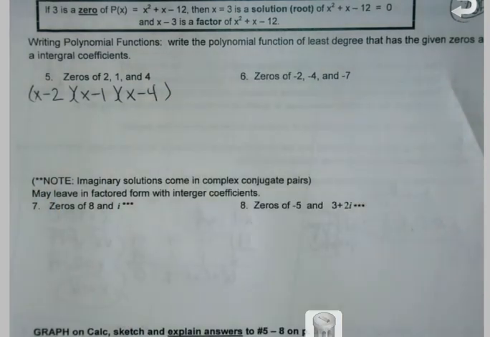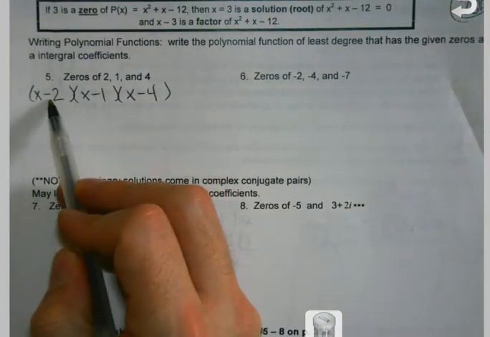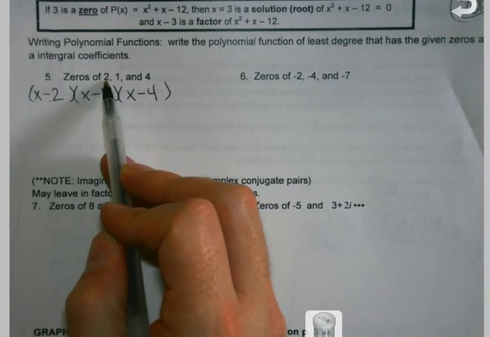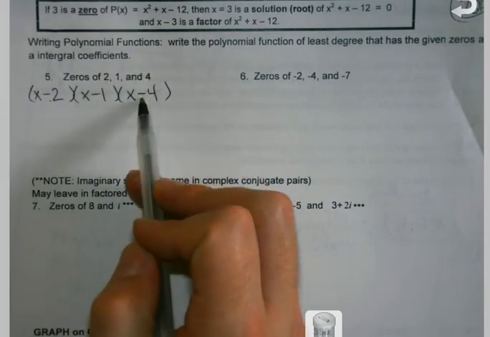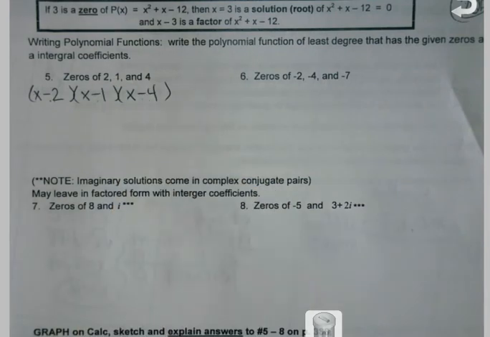Because remember, you'd set each set of parentheses equal to 0 to find the 0. If I set this equal to 0, I'd add 2. I'd get 2. I'd set that equal to 0, I'd add 1. So basically, you're just taking the signs of the zeros and switching them to make your binomial terms. But don't leave it.